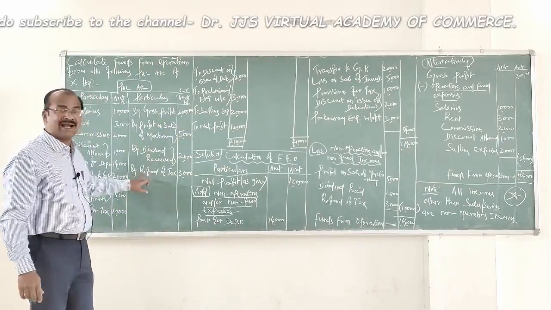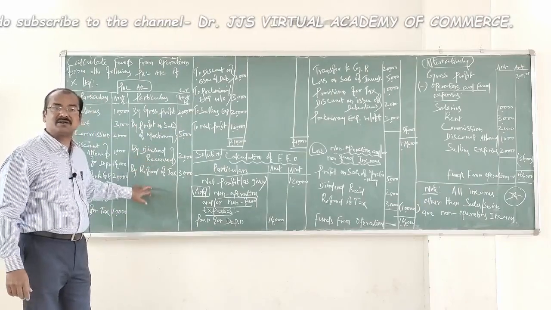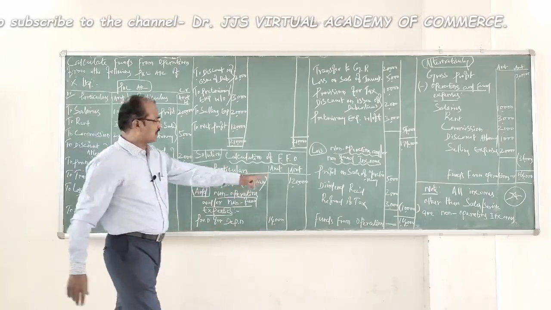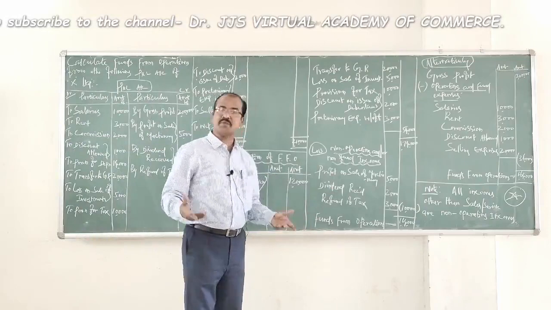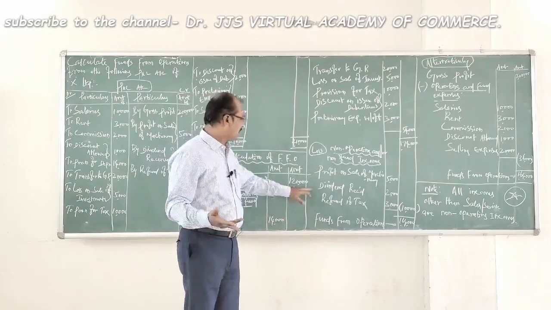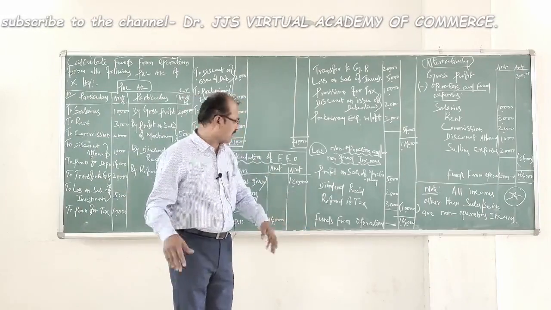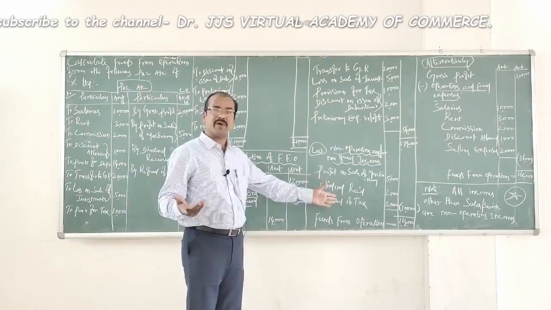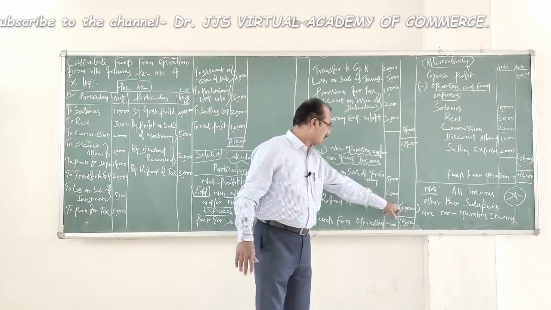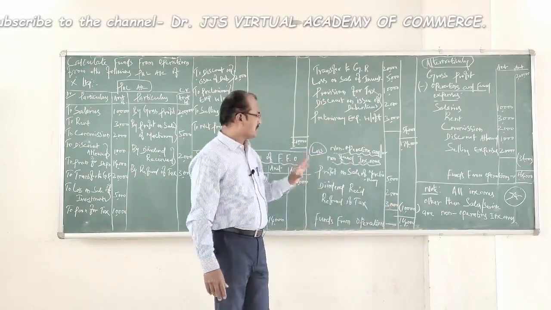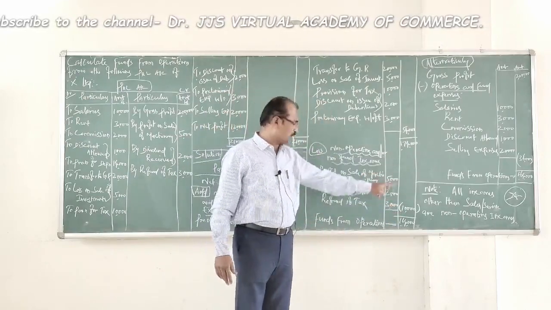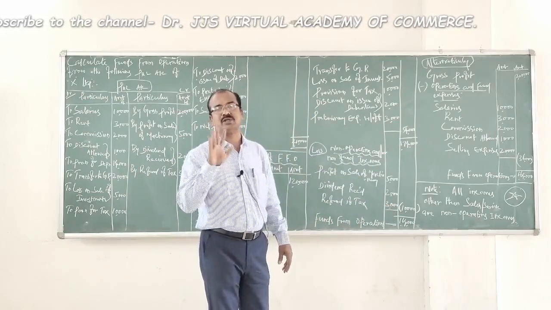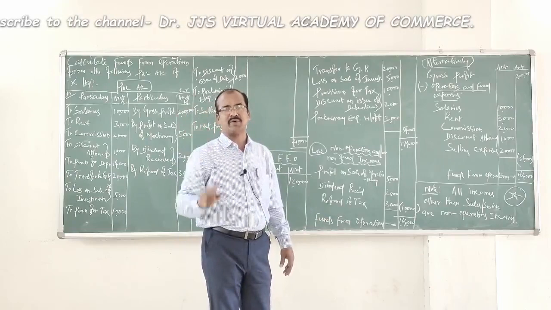Therefore, whatever was added with regard to these three items has to be subtracted. That's what they have done. Profit on sale of investment is a non-operating item. Dividend received is a non-operating item. Refund of tax is a non-operating item. So all these three have been added, and finally the total of the three, 10,000, is deducted from 1,74,000. Now they have arrived at the figure 1,64,000, which is nothing but funds from operations.